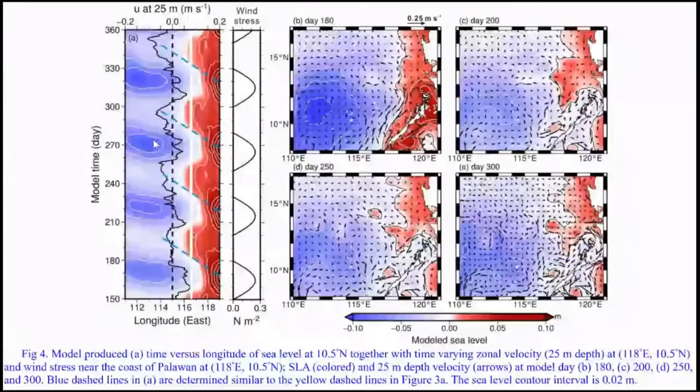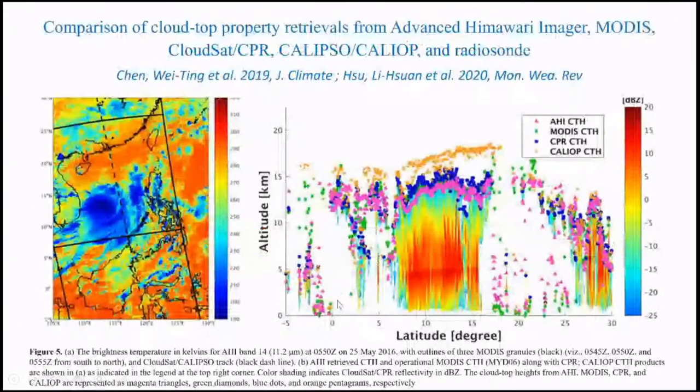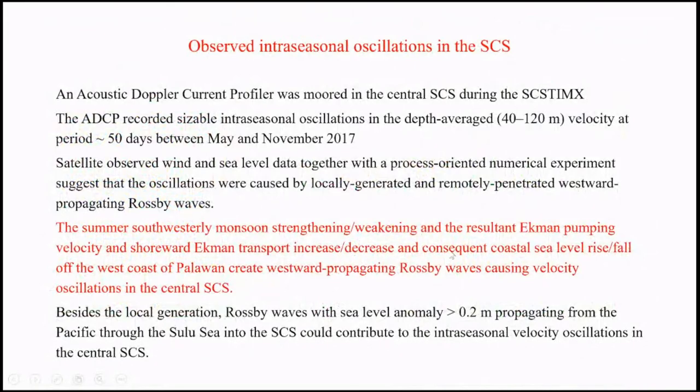And then Professor Danson performed some regional ocean modeling and forced the model by a similar kind of forcing, and indeed he was able to produce these westward moving waves. So this is the observed intra-seasonal variability in the South China Sea. The highlight is that in the red here, the summer southwesterly monsoon strengthening and weakening and the resultant Ekman pumping velocity and shoreward Ekman transport increase and decrease, and the consequent coastal sea level rise and fall off the west coast of Palawan create westward propagating Rossby waves, causing velocity oscillation in the central South China Sea. Okay, I'll end here. Thank you.